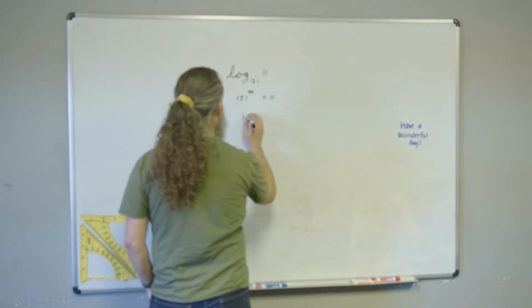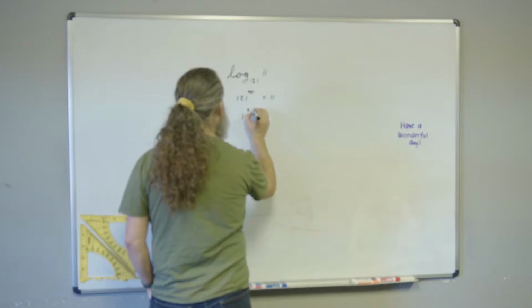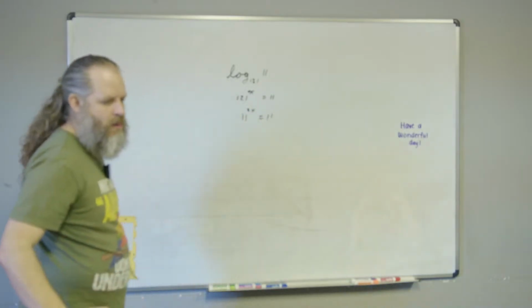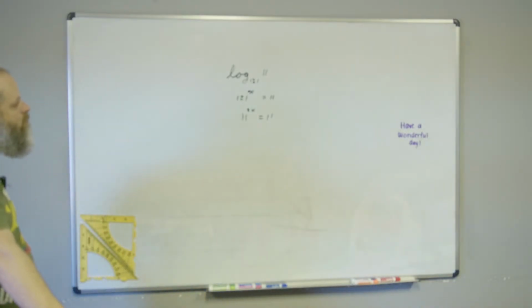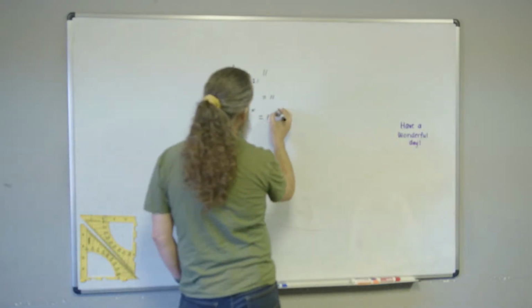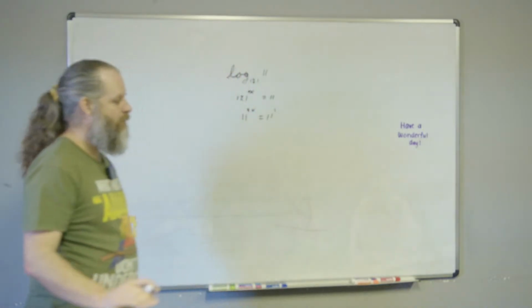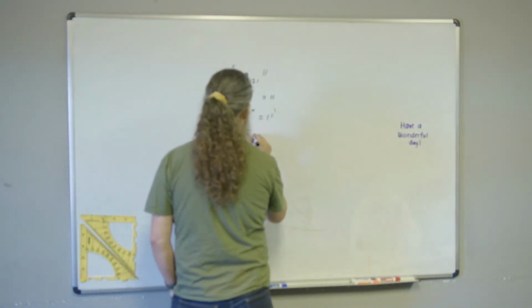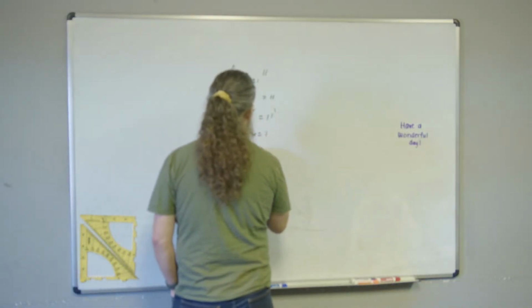11 squared is 121. That's true. We can put a 1 as the exponent on the 11, if it makes you happy. Then we can use the formula to get 2x equals 1. So we divide both sides by 2 and get x equals 1/2.